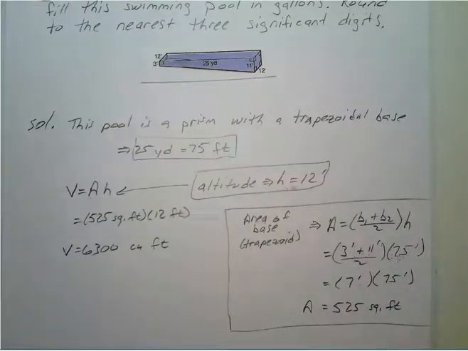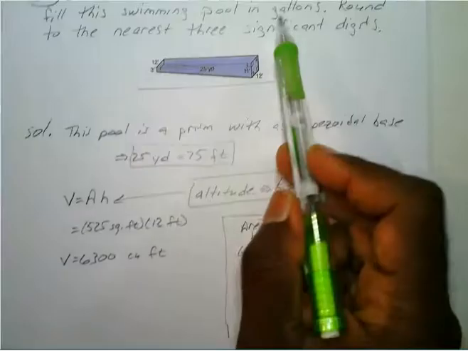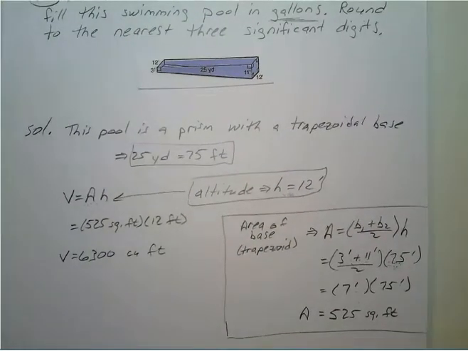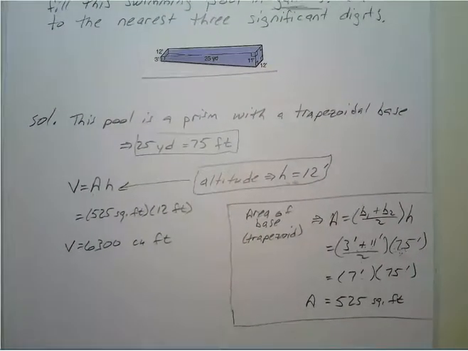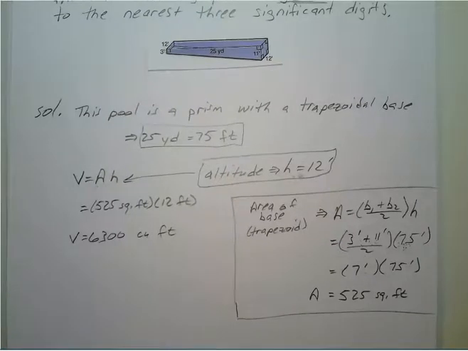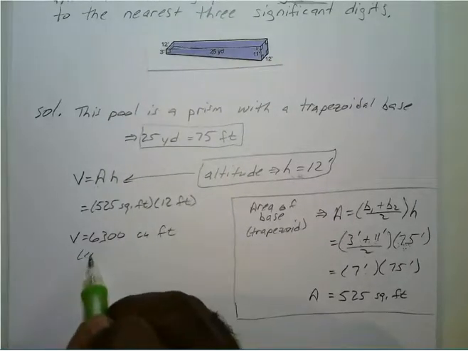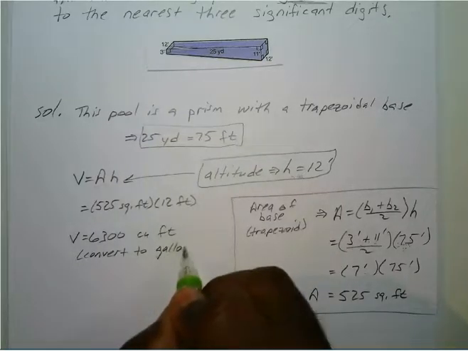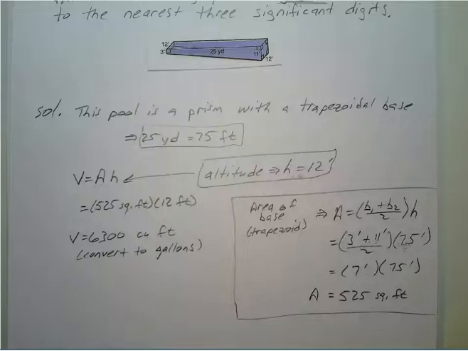And there's a reason I'm not circling that answer, because it is not our final answer. We know it's 6,300 cubic feet, but they want to know the answer in gallons. That's why you have to read the question carefully and not get lost as to what you're looking for in the end. We're looking for our answer in gallons. So we want to convert this to gallons. Convert 6,300 cubic feet to gallons.